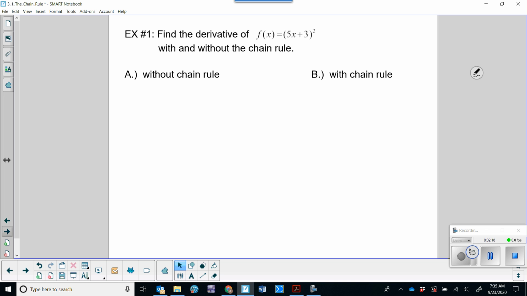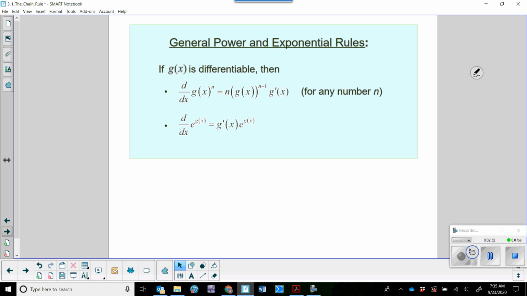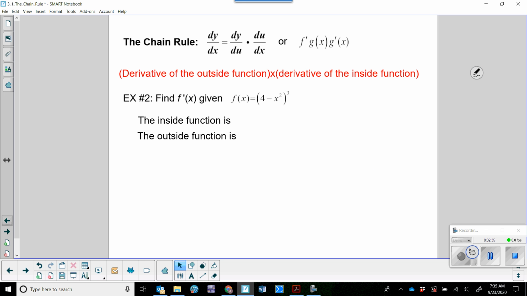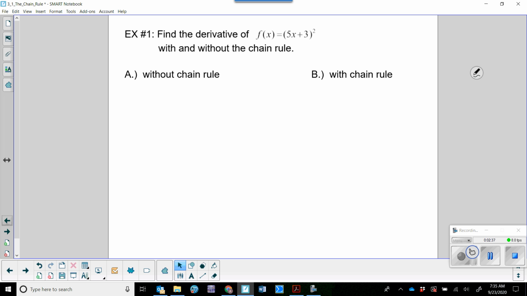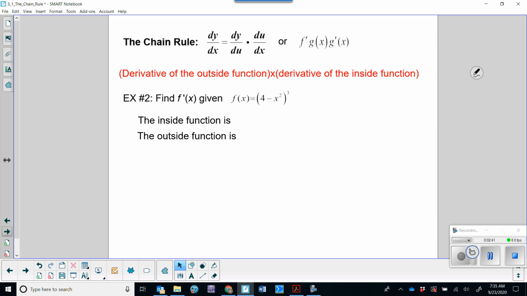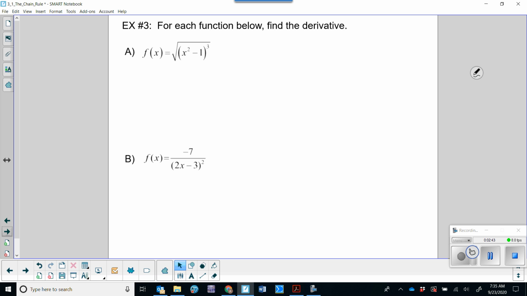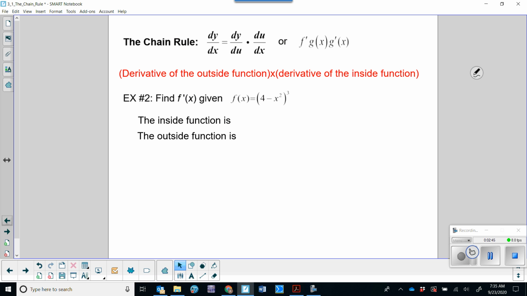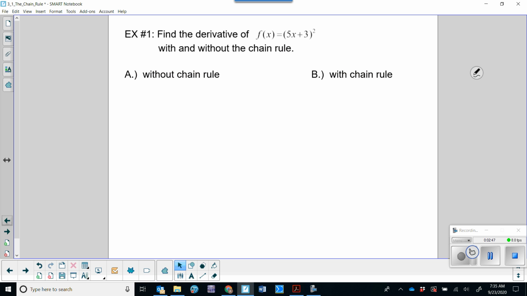All right, so we're actually going to skip doing this with and without the chain rule, and we'll come back to it possibly. So you can skip that for the moment and go to example 2. Sorry, everything's going slow. Oh, I guess example 2 isn't on here. Okay, so I'll write example 2 down.